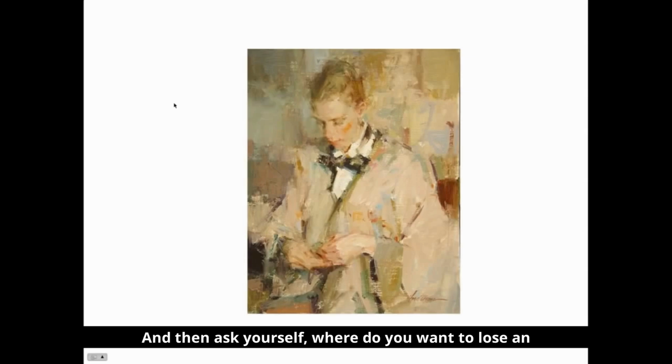And then ask yourself, where do you want to lose an edge and where do you want to find an edge? So, for example, if it is a head, and let's say the person has dark hair, and you decide that you want to create an edge on one side of that head and lose the edge on the other side, then what are you going to do? Obviously, you're going to bring a lighter value up on one side and a darker value over on the other side, with some variation, obviously. So where do you want to lose an edge and where do you want to find an edge? And use your values and your colors accordingly.